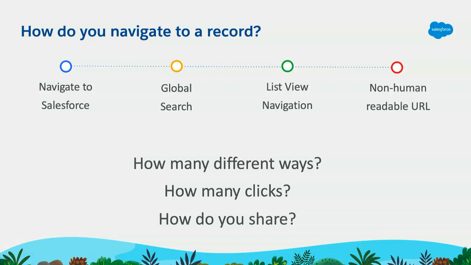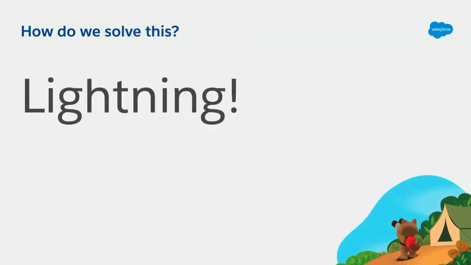Lastly, you can be shared a URL directly. However, that URL has an 18-character ID that doesn't actually tell you what record you're going to. Not very useful, not very easy for our users to understand where they're going. And so we thought that we could build a better way of users knowing what record they're going to, or being able to get directly to the record when they know exactly where they need to go. And so we thought we could solve this with Lightning.